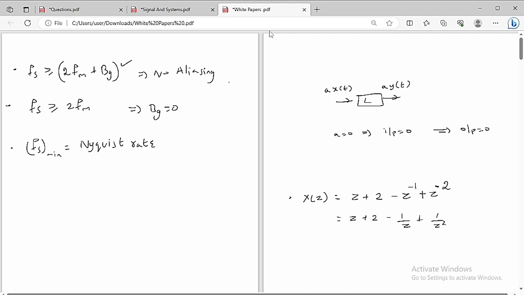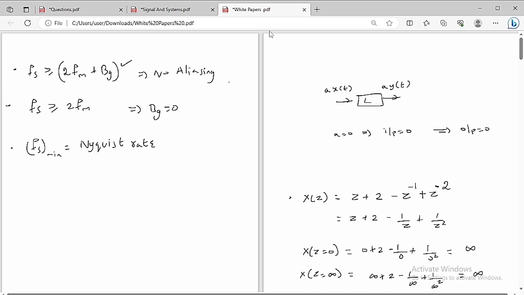Suppose you substitute z is equal to 0, then what are you going to get? 0 plus 2 minus 1 by 0 plus 1 by 0 square. 1 by 0 is something like infinity, and infinity plus some finite values is always infinity. Similarly, for z equal to infinity, you get infinity plus 2 minus 1 by infinity plus 1 by infinity square. 1 by infinity is about 0, so 0 plus infinity is again infinity.